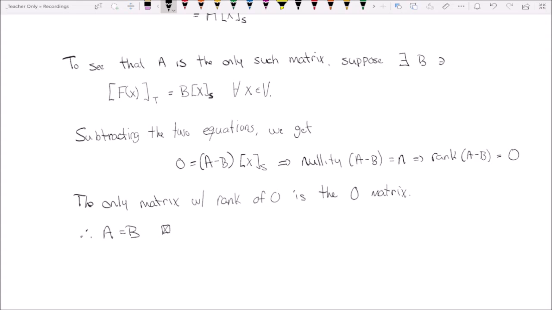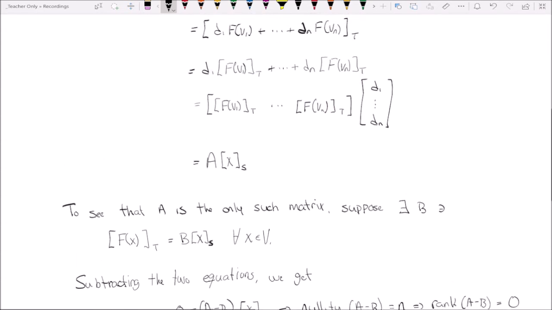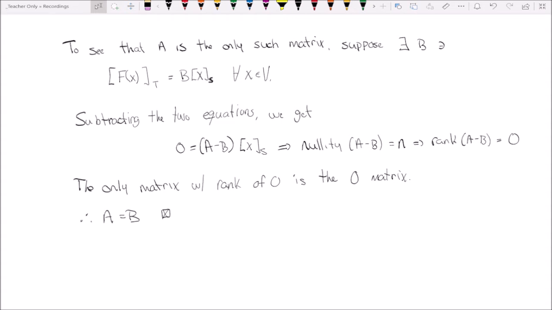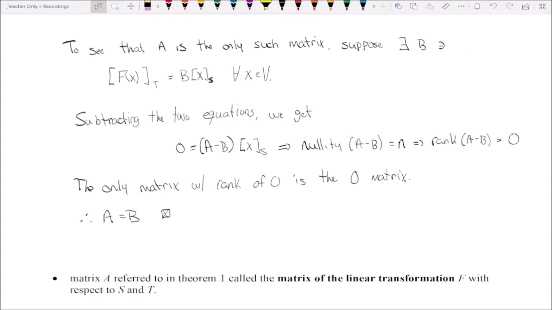Now the important thing to note out of here is that this matrix is our matrix A. So that is how we find this matrix. And this matrix has a special name. That name is the matrix of the linear transformation. Right, so that matrix that we just found, that matrix A, is called the matrix of the linear transformation F with respect to S and T.